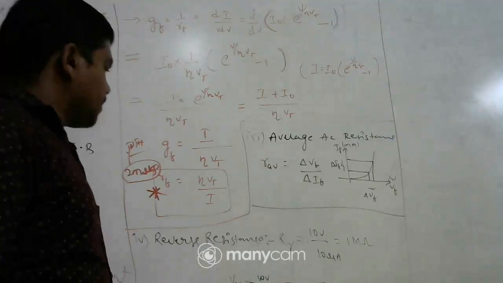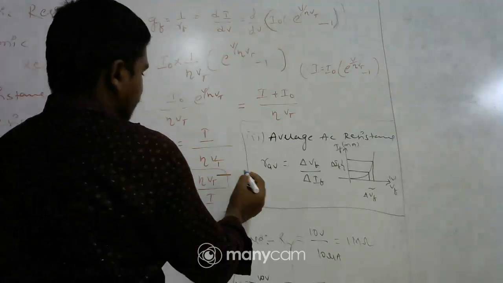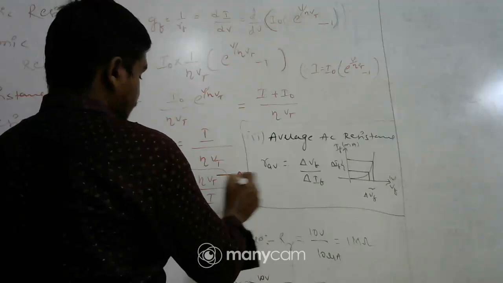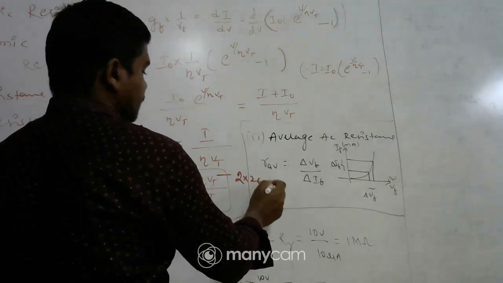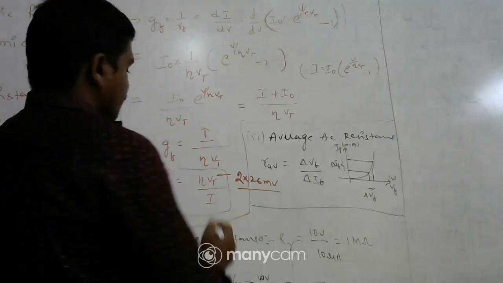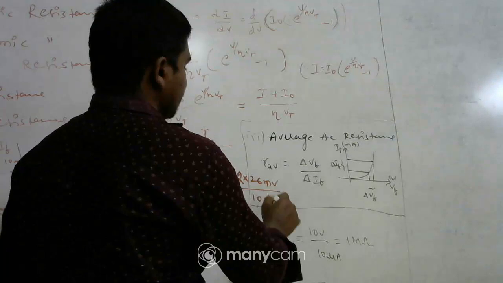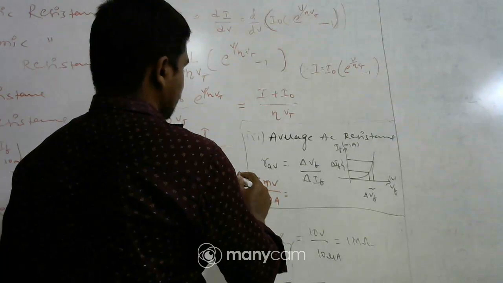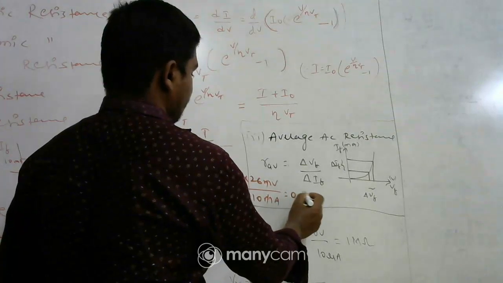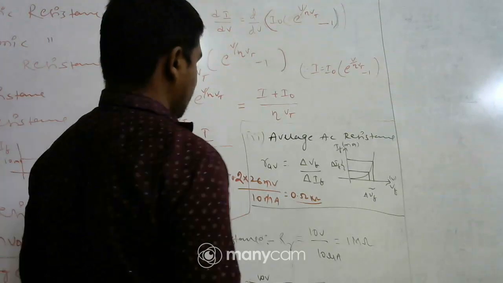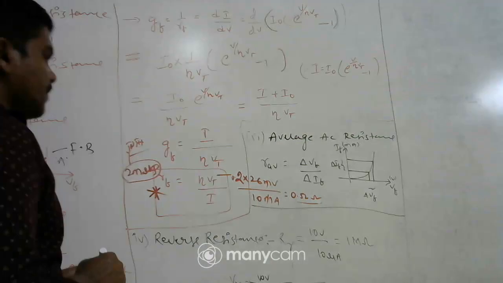If you take the neta value for a silicon diode as 2, and Vt, the temperature voltage, as 26 millivolts, and a forward current of 10 milliamps, what you will get is that the milli cancels and it comes to 2 into 26 by 10, which is 5.2, so about 5.2 ohms, which is very low resistance.